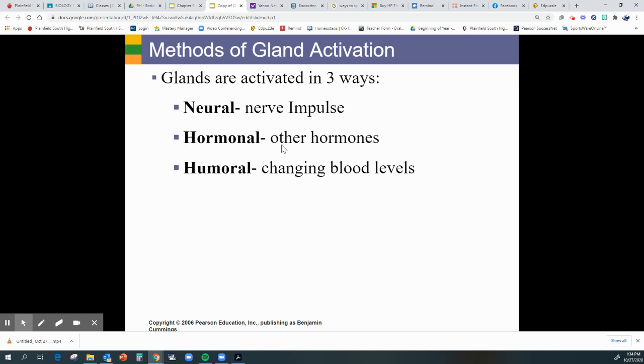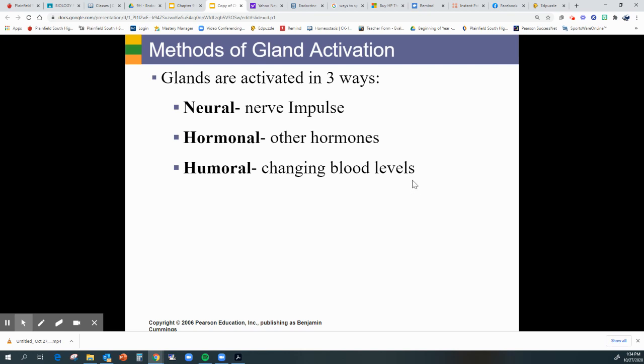There's hormonal, which can be activated by another hormone. So a lot of times the pituitary gland will secrete hormones that activate other endocrine glands within the body, or they can be humoral, which are activated by levels inside of the blood. So if the hormone drops inside of the blood, that will activate the gland to secrete more hormones.